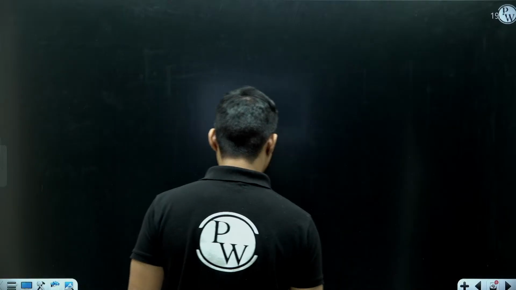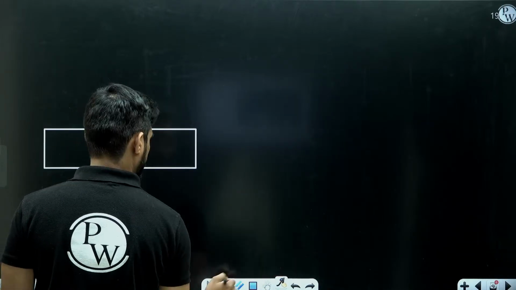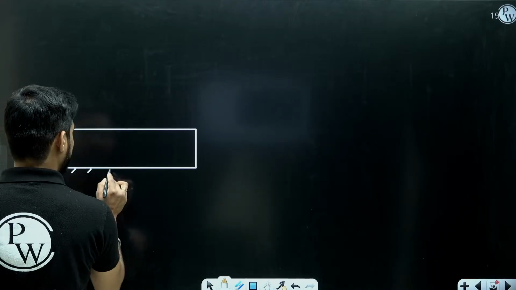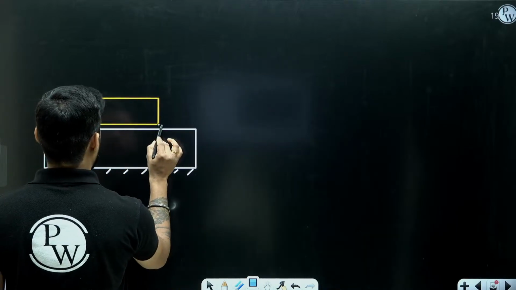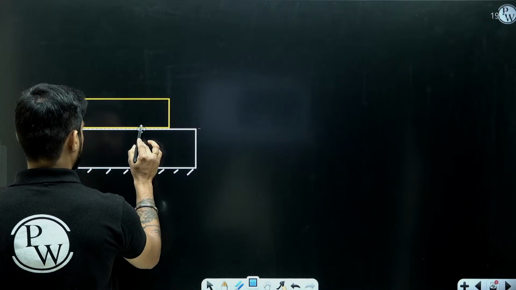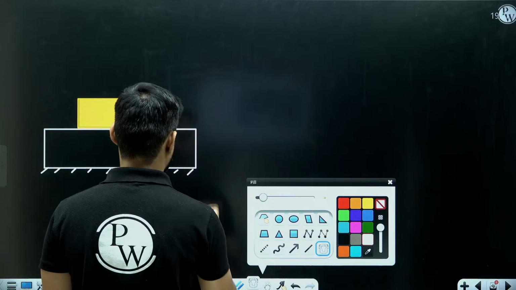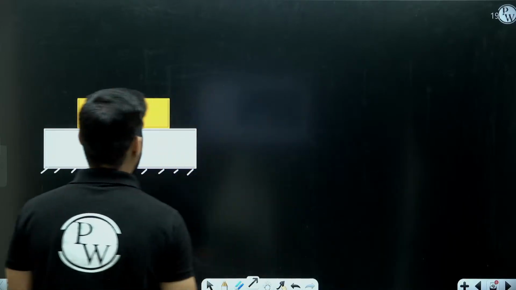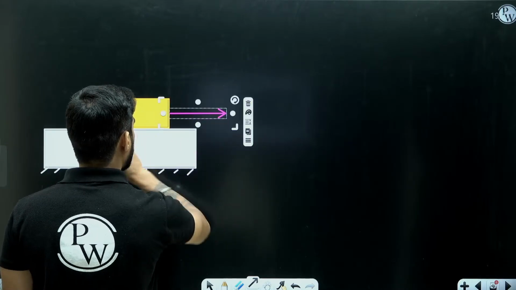Let's say that we have a white box which is fixed at the bottom. Let's assume it is fixed at the bottom, and on top of it there is a yellow color box. And now we are applying a force on this yellow box to move it towards right. Let's say that this force is very low. So right now it is not going to move.